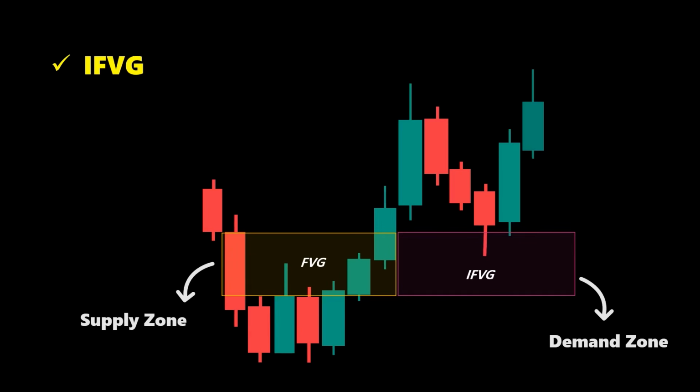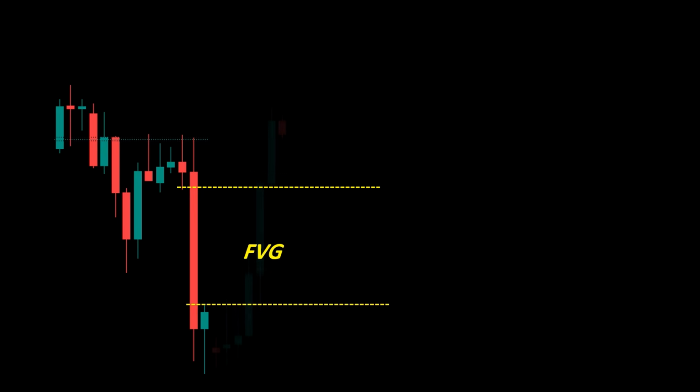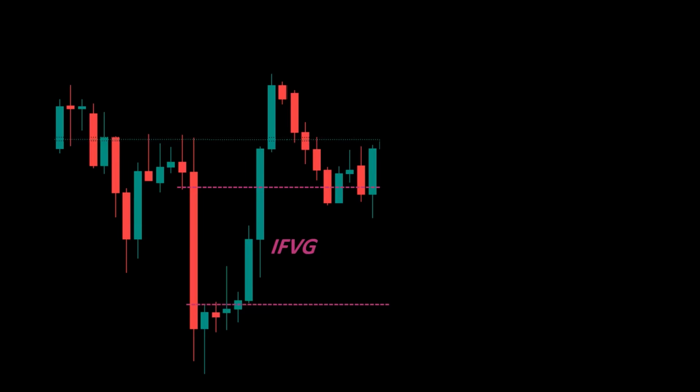So, an IFVG forms when price violates a normal fair value gap, closing straight through it without reacting. When that happens, the original gap switches its role, often turning into a key area where price will stall, reject, or reverse in the future. Now, take a look at this example. Here we had a bearish fair value gap, but price pushed right through it with two strong bullish candles. That created an inverse fair value gap. As price continues, notice what happens. It retraces back into that flipped zone, respects the consequent encroachment, and then pushes higher. This clearly shows how fair value gaps can transform, adapting to price behavior and becoming reliable zones for future entries or exits.